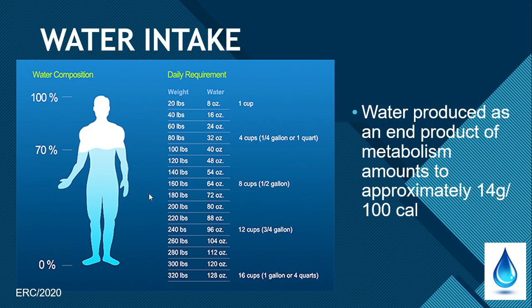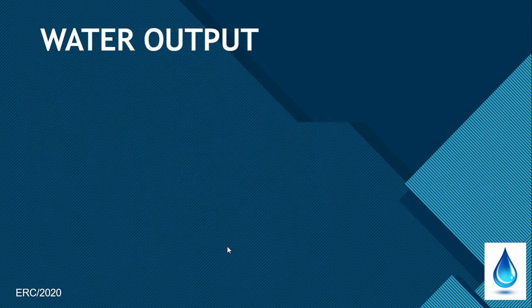The amount of water needed by the body may be met by a direct intake of water, water ingested as such, or from water bound with foods, and from metabolic water, which is a result of oxidation of foodstuffs in the body. So let's move on to the water output. Water in the body is lost in several ways.